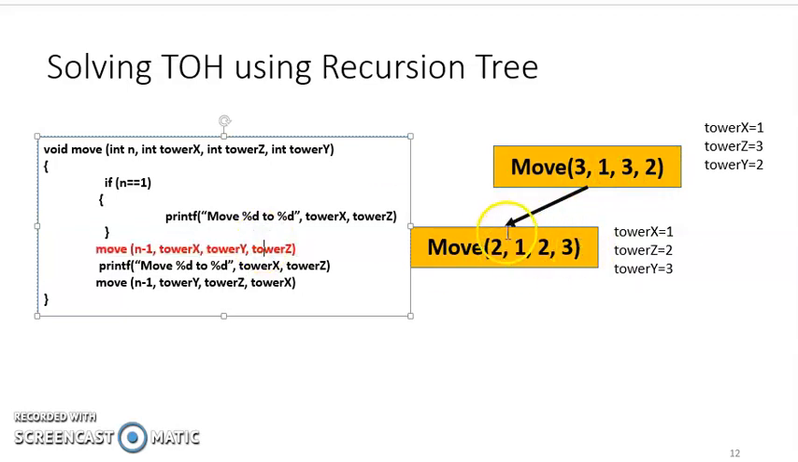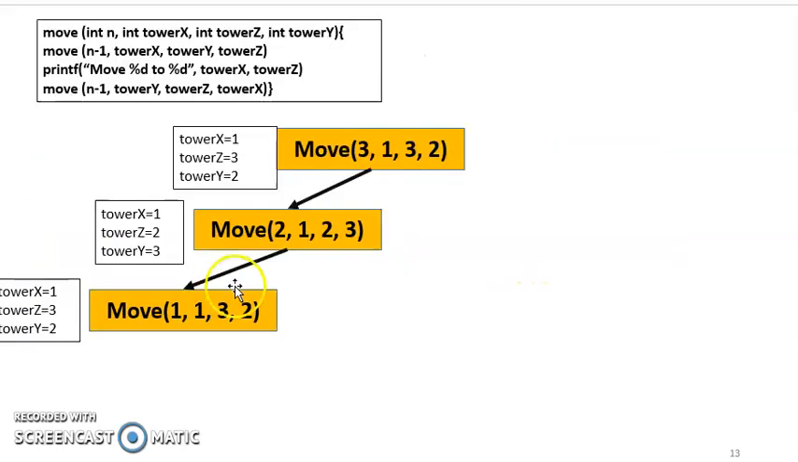So again, 1 to 2 will call another recursive function, that is 1 to 3 using 2. So 1 to 2 using 3, we will call 1 to 3 using 2. Since there is only one disk left, it will be resolved automatically. So it will go back and again call this one.